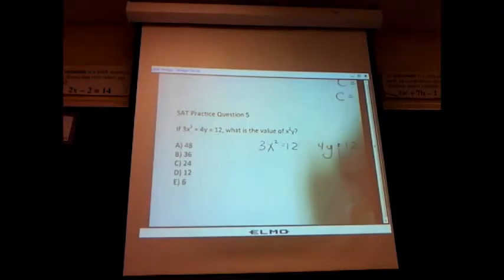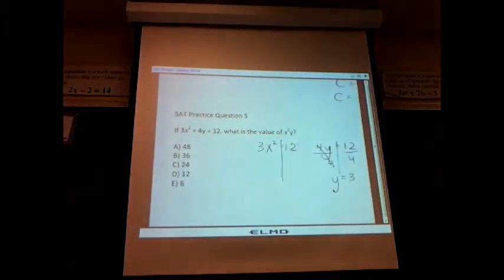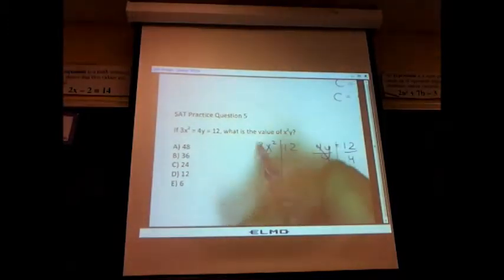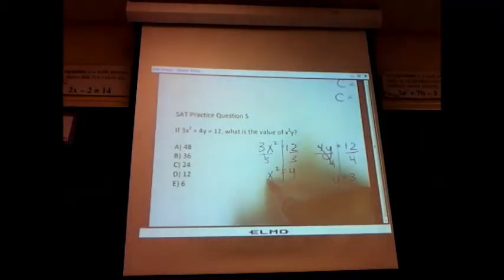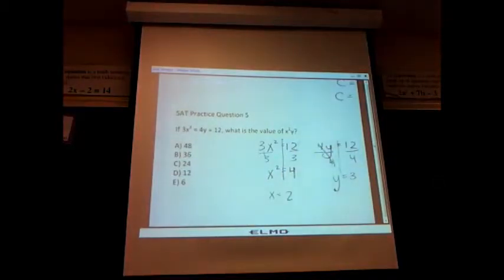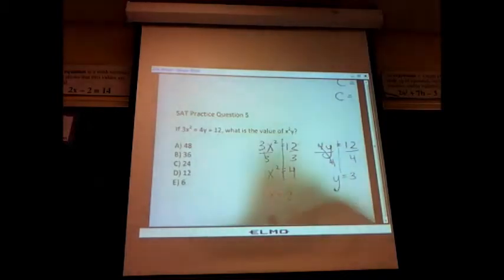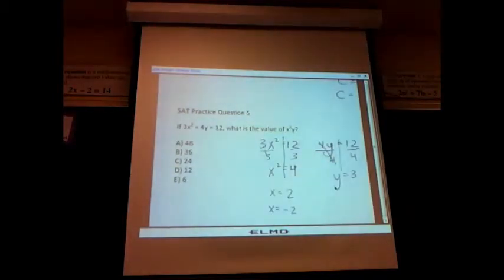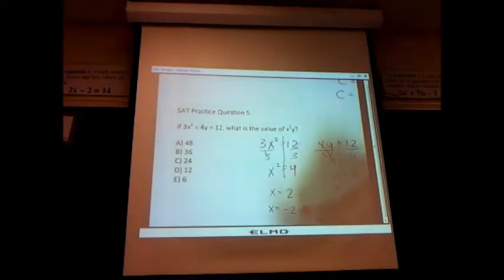So I'm going to solve for y first because that's really easy. Divide both sides by 4. Y is 3. If I get x by itself, first I divide by 3, so x squared equals 4. What times what gives me 4? Oh, well that's 2. 2 times 2 gives me 4. I could also have negative 2 times negative 2 gives me 4. So these are 2 options that I have for x. So I'm just going to kind of keep that in mind.